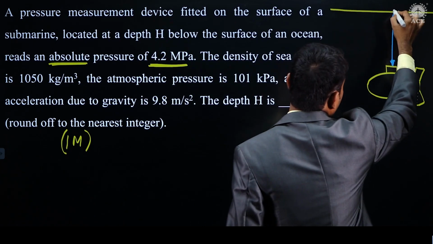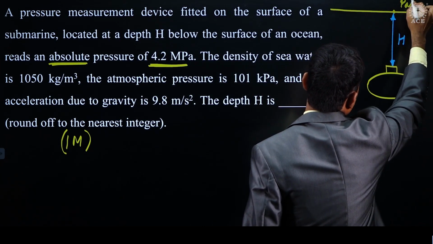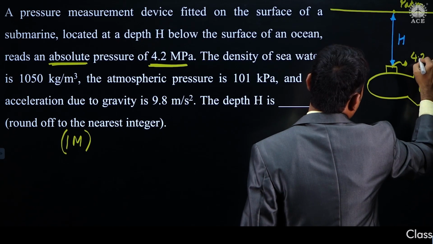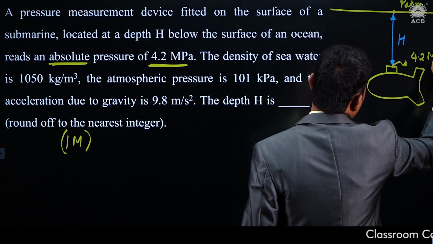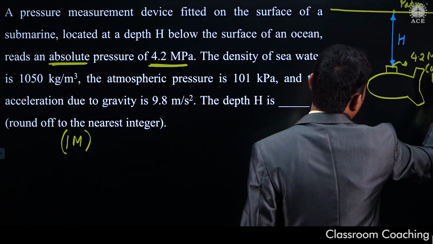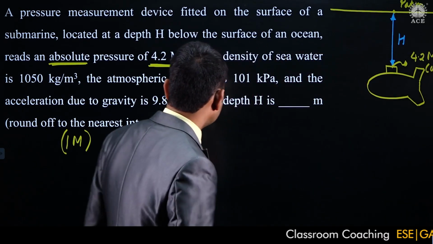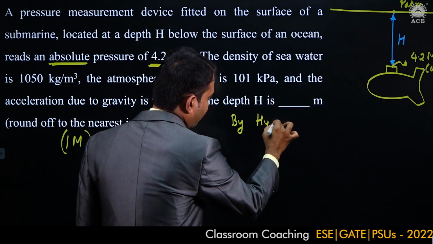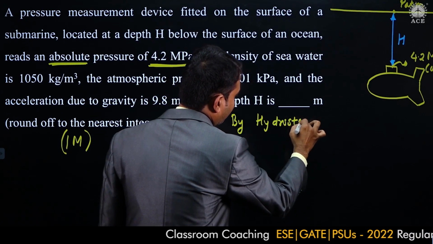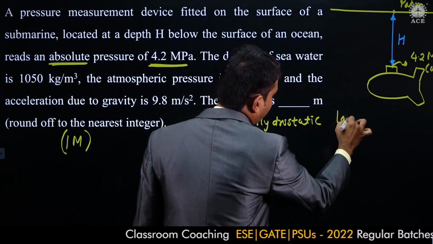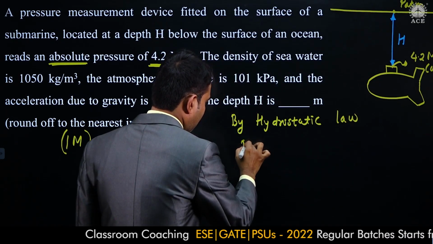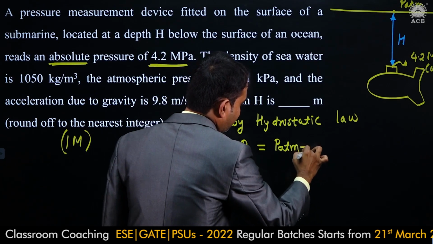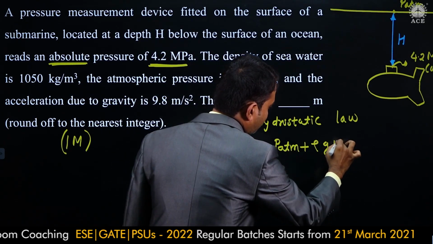So here at this point pressure is atmospheric pressure and here pressure is 4.2 megapascal. This is absolute pressure. So this thing is given. So by hydrostatic law, equation is absolute pressure is equal to atmospheric pressure plus rho g into H.